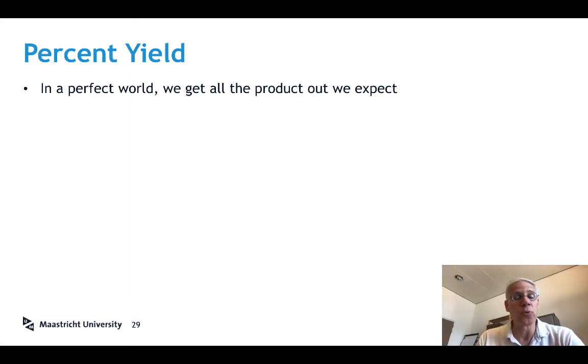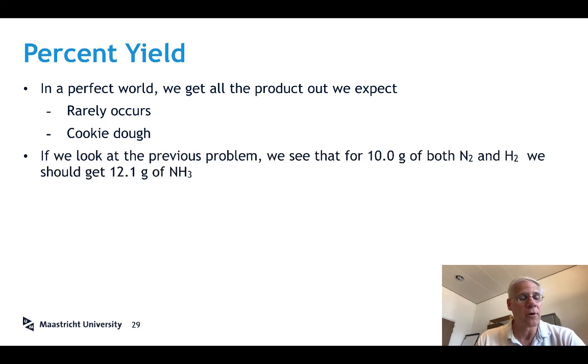Now, in a perfect world, when we do a reaction like that, we get all the product that we would expect. This, however, rarely occurs. The example I like to use is with cookie dough. If you make a recipe with cookie dough, or if you buy tube cookie dough, it usually says you should get a certain amount of cookies out. However, we all know that we snack on the cookie dough as we're making the cookies, and we don't get as many cookies as we're supposed to. Now, I don't recommend snacking on the chemicals when you're working on a reaction. However, other things can happen that keep your chemical reaction from going all the way to completion.